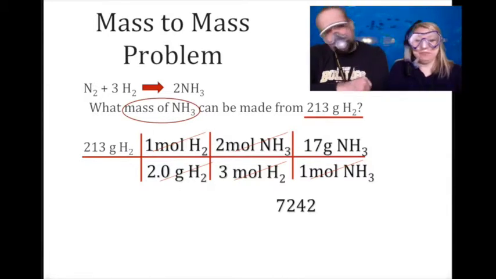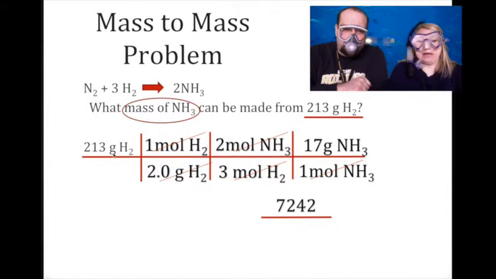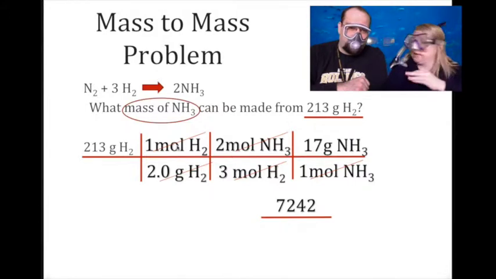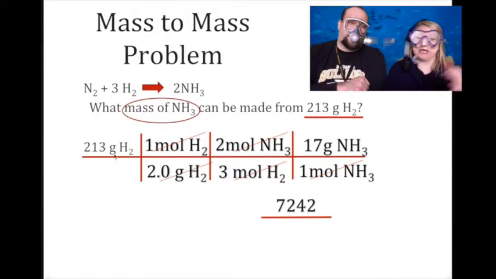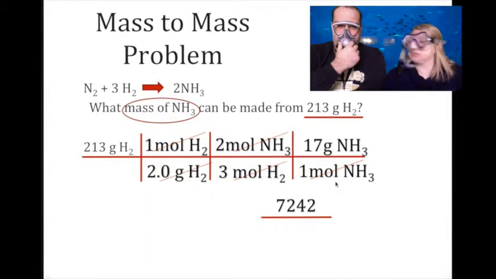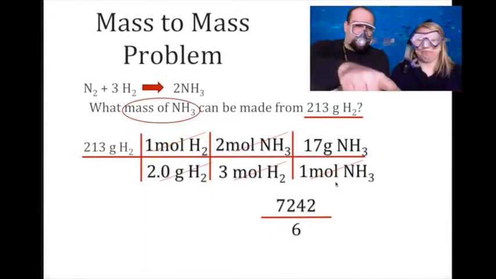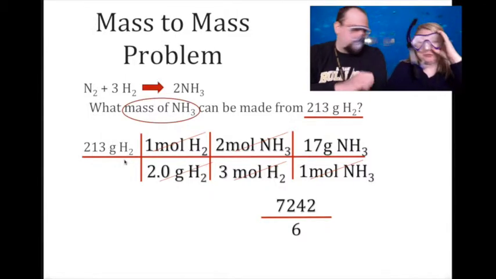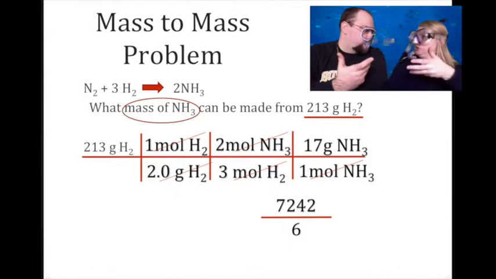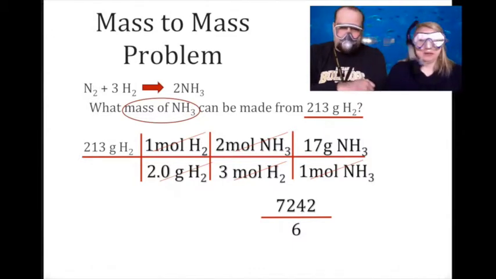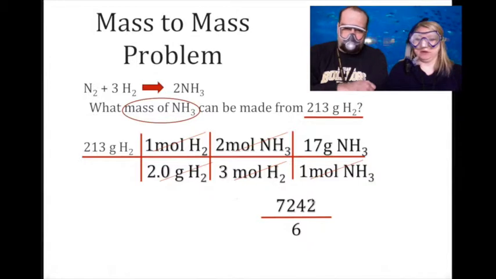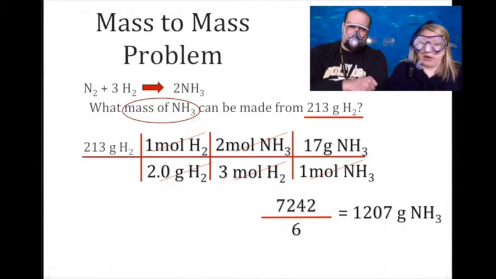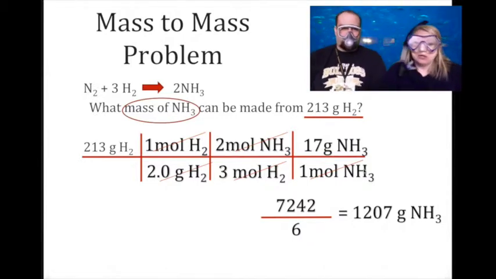Then I'm going to throw up my divided by symbol, because that's what a horizontal line represents. Now, here's something that we haven't really had yet. We multiply everything on the bottom. So I'm going to take 2 times 3 times 1, which is 6. That blank box I just leave alone. I don't put a 0 in there. You could put a 1 if you'd like, but there's really no reason. So then I'm going to take 7,242 and divide it by 6, and I get 1,207 grams of NH3. It's not too hard.